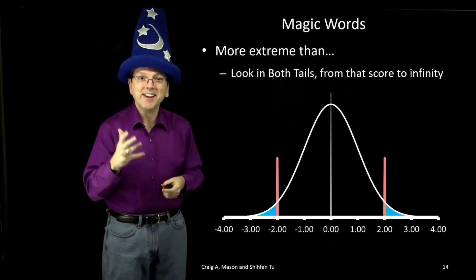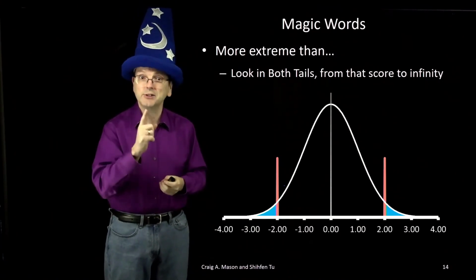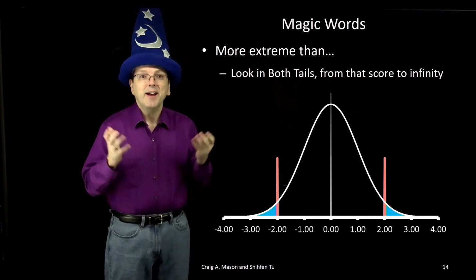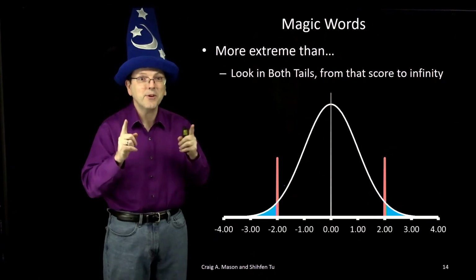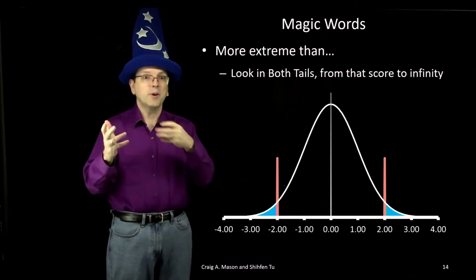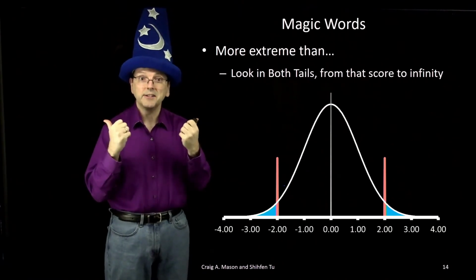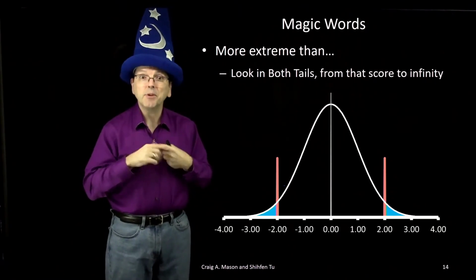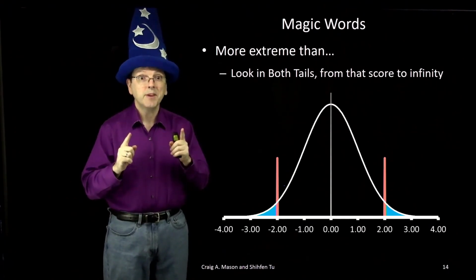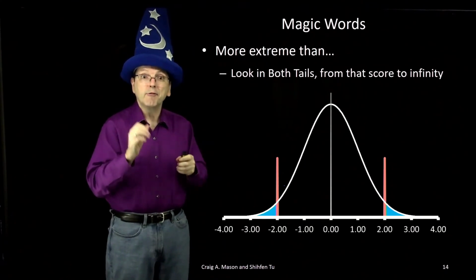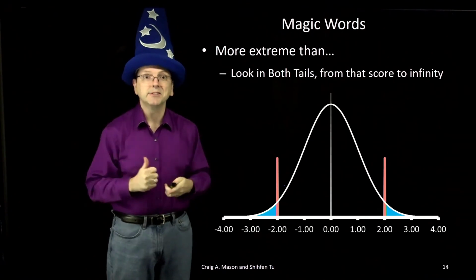Now, outside of class, one can debate whether more extreme can apply to just one direction. I mean, of course it can. And you have to be extra careful in the real world when you're reading studies or doing analyses to be certain that everyone means 2 tails. But in my class, we'll keep it simple and straightforward. When I say more extreme, I mean the area from that z-score to infinity in both of the tails.